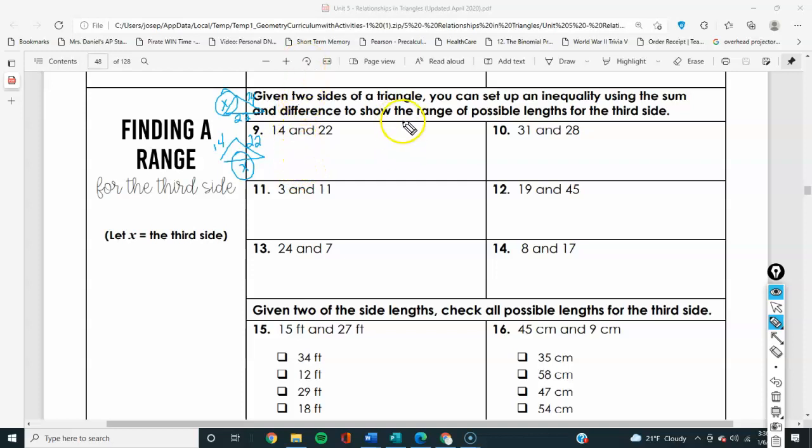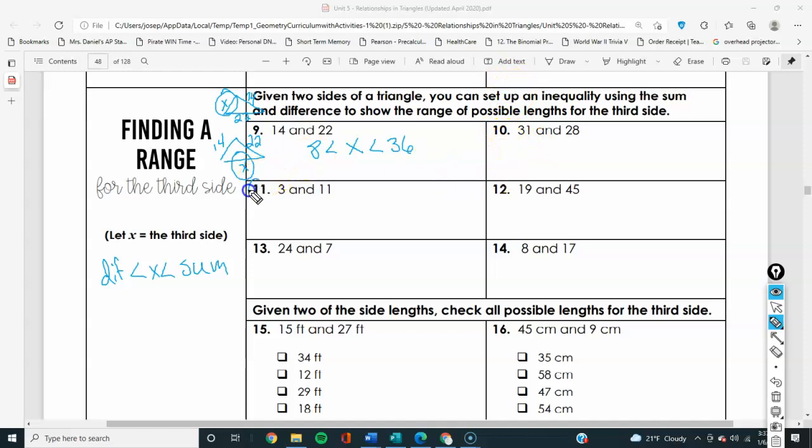All right. Now, there's a really easy way to do this. Okay. Let's say x is my side I'm missing. All you do is you find the difference and you find the sum. And you put x in between them. So x is in between when we subtract them and when we add them. So like 22 minus 14 is 8. So x has to be bigger than 8. 22 plus 14 is 36. So x has to be less than 36. So you add them and you subtract them, and x has to be in the middle of those two numbers.